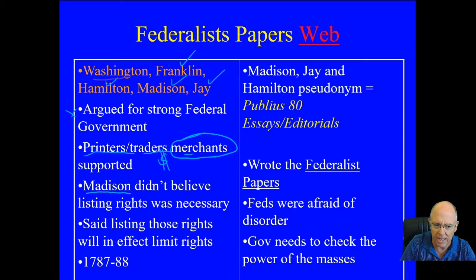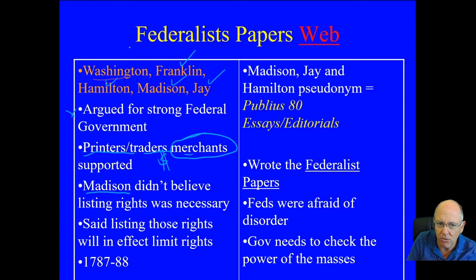Madison, at first, does not think a listing of rights is appropriate or important, because he said if you list the rights, you're going to miss some of them. So he doesn't support writing a Bill of Rights at first. But when it became an issue for the people who were against the Constitution, then he says, of course, we'll do it, whatever you want. No big deal.